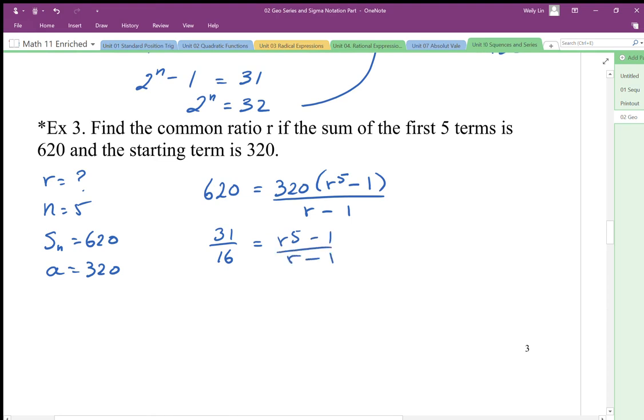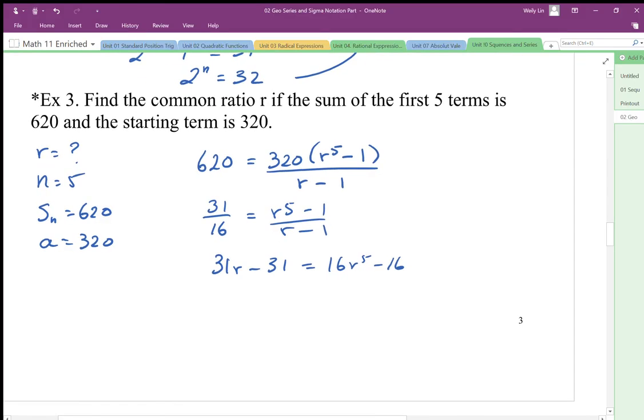Now there's a star next to this because what ends up happening is we end up with a 5th degree polynomial. So we really haven't learned how to solve 5th degree polynomials algebraically yet. This is something that we'll do in grade 12, where we can solve this by breaking down the factors. But even this is difficult because we end up with a power 5 function.